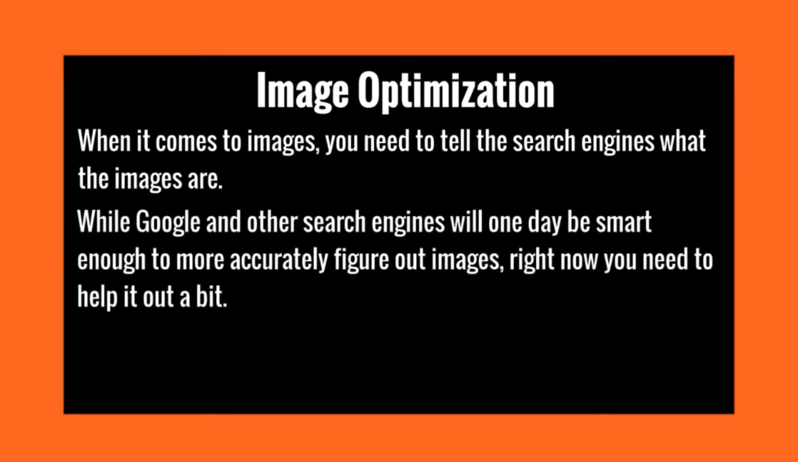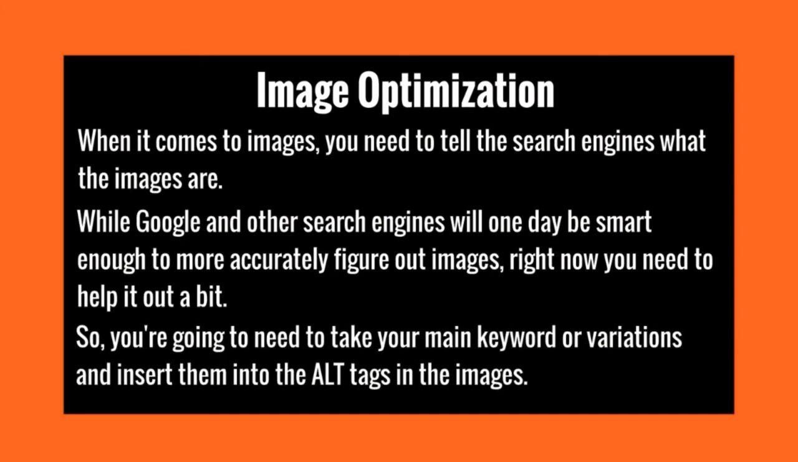Maybe one day search engines will be smart enough to be able to figure out what images are about. But right now, you need to help them out just a little bit. Give them the kickstart that they need. First and foremost, when you pick an image, you should insert your main keyword or variations of the main keyword into the alt tag. But if you don't know what those are, please don't worry about it right now. We're going to show you everything in just a minute.